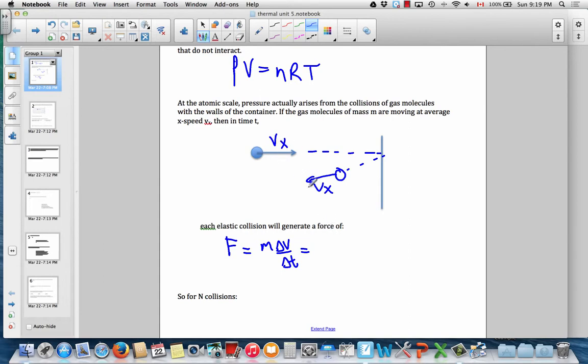So if this is 3 and this is 3, that's not a change of 0. That's actually a change of 6 from a vector point of view. These things are both vectors, but I won't bother with the vector sign. So there, and this happens over a time t. So that's an expression for the force of this one collision. But if there's n collisions, then the total force is just multiplied by n. So this is a microscopic or kinetic perspective.